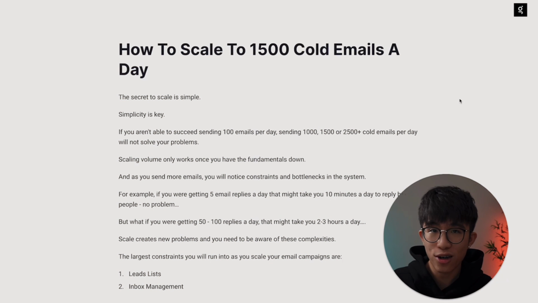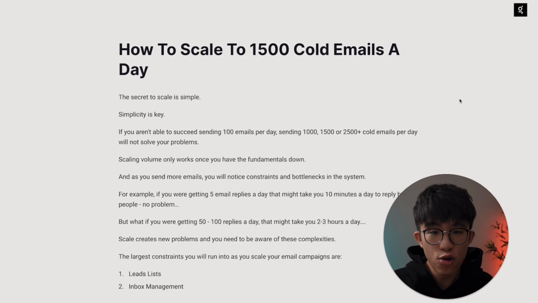So you have a cold email campaign, you have your VSL, you have your leads list, and you have all of your email accounts and domains warming and ready to send cold emails. But how do you actually scale to 1,500 plus cold emails a day? Because again, volume negates luck. But the secret to scale is pretty simple, right? Simplicity is key.